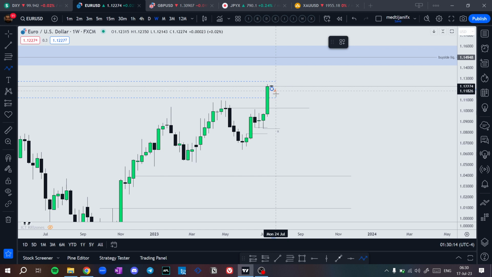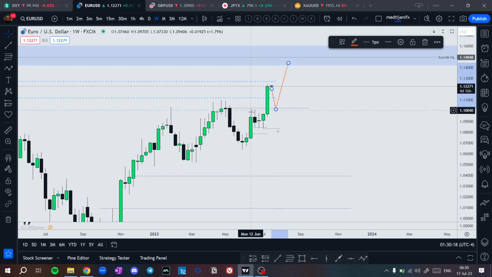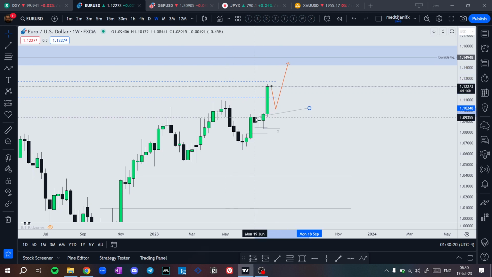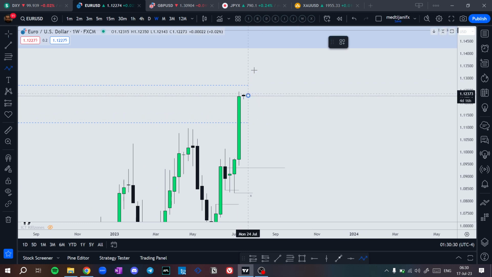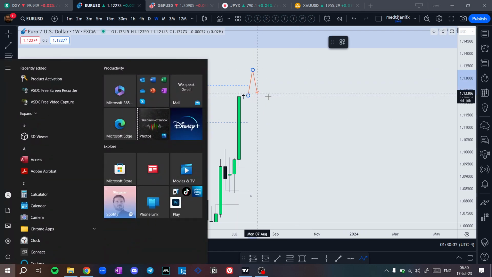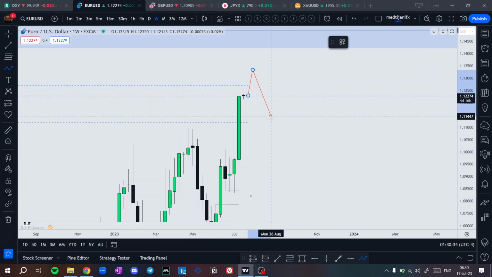Maybe price could chase to this point here, then go higher, or maybe to this order block right here, then go higher. Maybe something like this, or maybe price could do something like this: go higher, reaching a fair value gap right here, then we're gonna have some kind of fill of this fair value gap to continue higher, right?